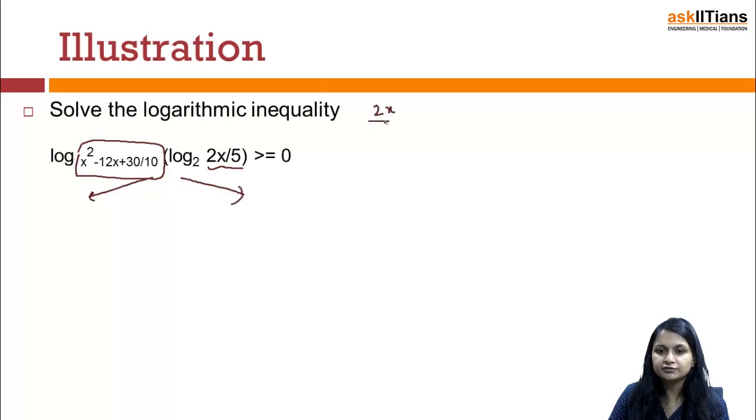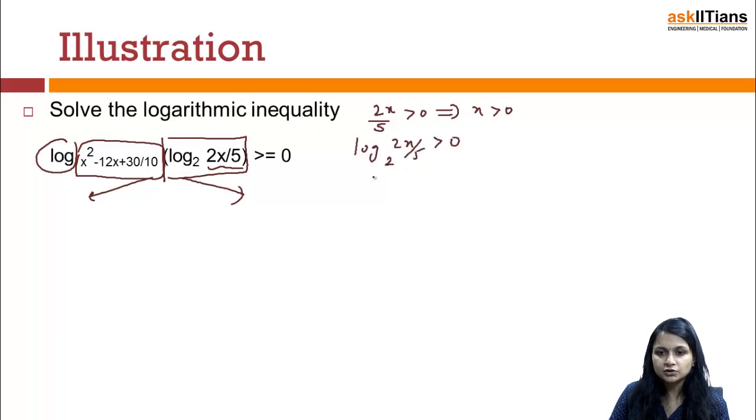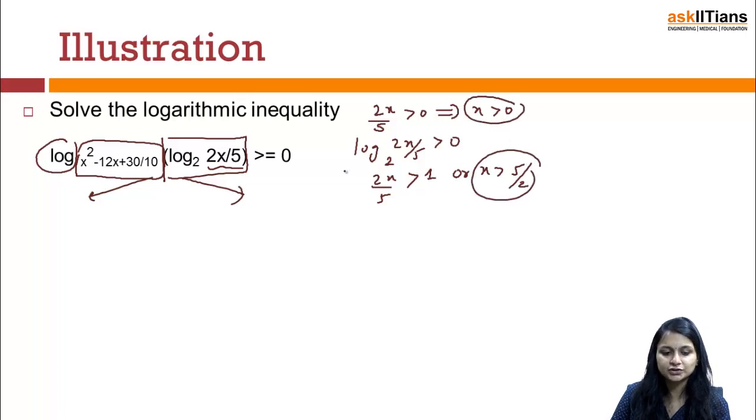That 2x upon 5 should always be greater than 0. This implies x should always be greater than 0. The second basic condition: for this logarithm function, this will be my number n, so this also should be greater than 0. So log of 2x upon 5 base 2 should be greater than 0. So 2x upon 5 should be greater than 2 raised to the power 0, which is 1, or x should be greater than 5 by 2. These are my basic conditions.